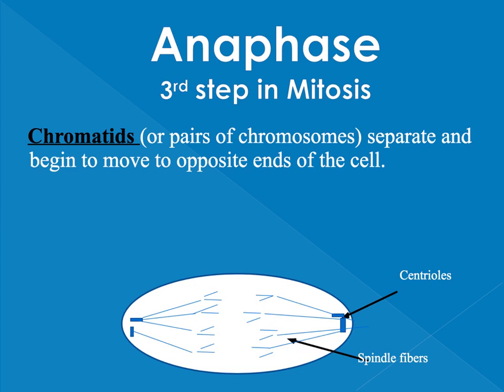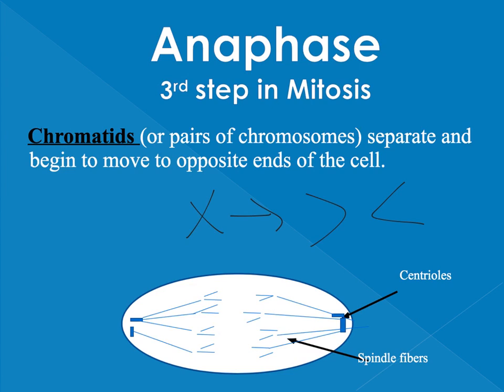Okay, the third step in mitosis is called anaphase. And so in anaphase, our chromosomes split in half. And so they are now chromatids. The chromatids move, being pulled by the spindle fibers to the poles near the centrioles. So in your picture, please draw your centrioles on each end.